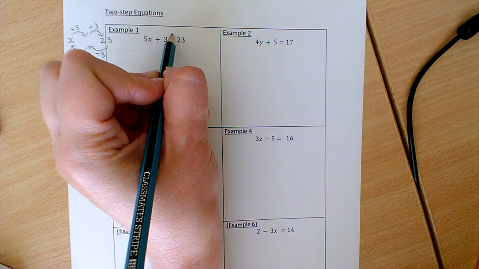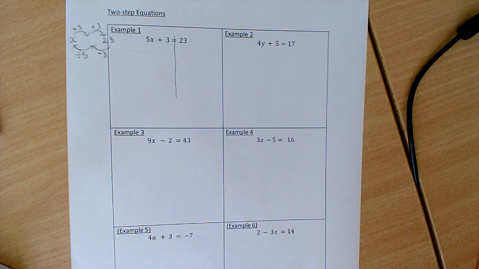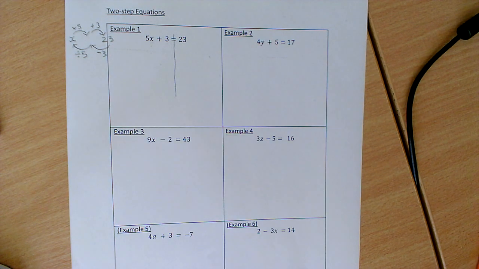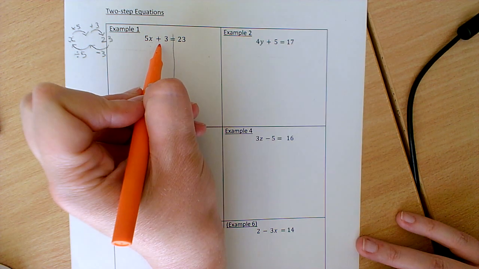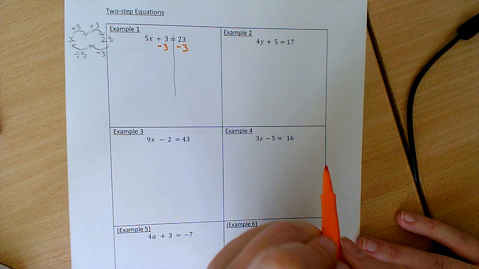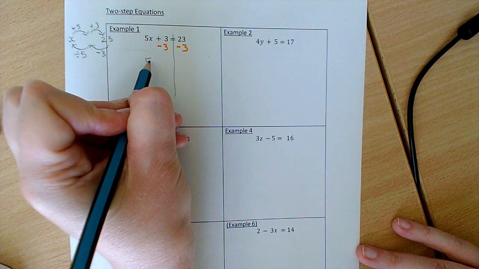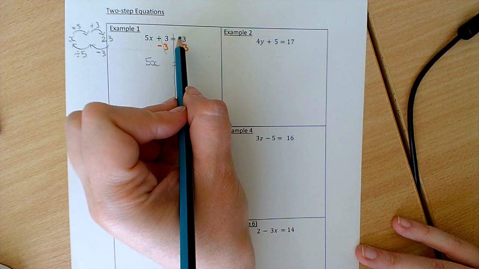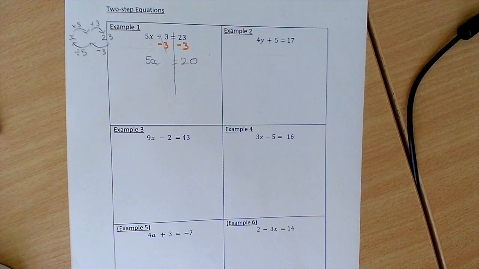So if I balance this out, again, you don't have to write the line, but I'm just showing you that's where the equal sign will go, left-hand side, right-hand side. The very first thing I need to do is get rid of the plus or minus on the end. So I'm going to subtract 3 from both sides. Now when I do that, I'm left with 5x. 3 minus 3 cancels out and it's 0. 23 minus 3 gives me 20. So now I have 5x equals 20.